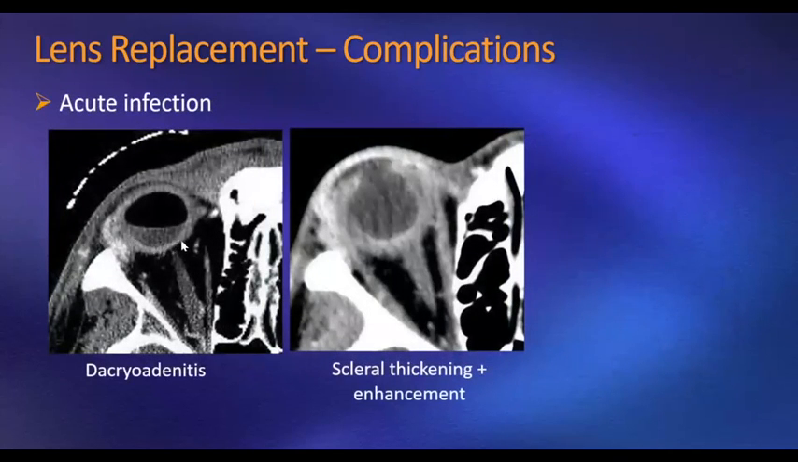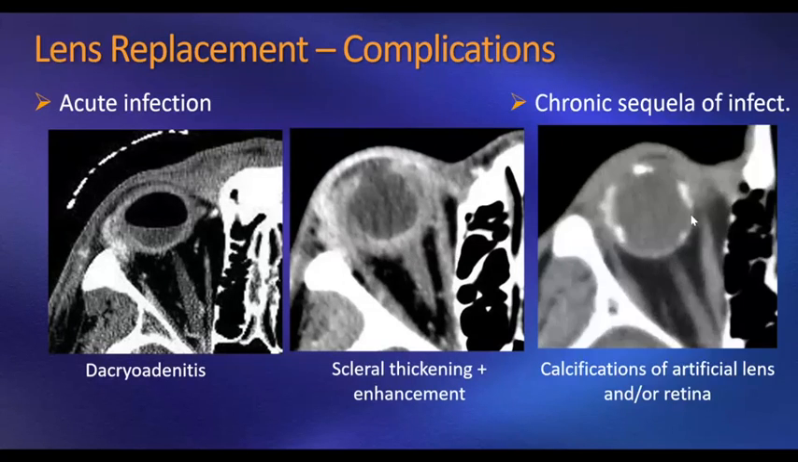Acute infection can occur anytime a patient underwent surgery. In this patient, we still see intraocular air in the eye cover, but notice also that there is marked enhancement of the lacrimal gland consistent with dacryoadenitis. This patient has a more profound infection of the globe after lens replacement treatment with marked thickening and enhancement of the sclera consistent with scleritis. If that is not treated in a timely fashion, this can cause the calcification of the sclera and or of the artificial lens.